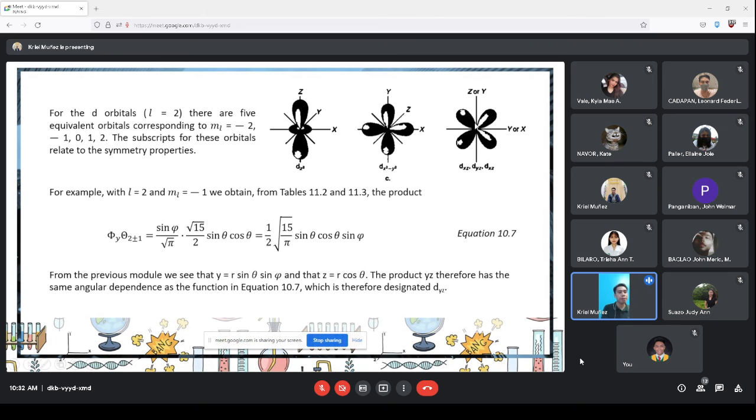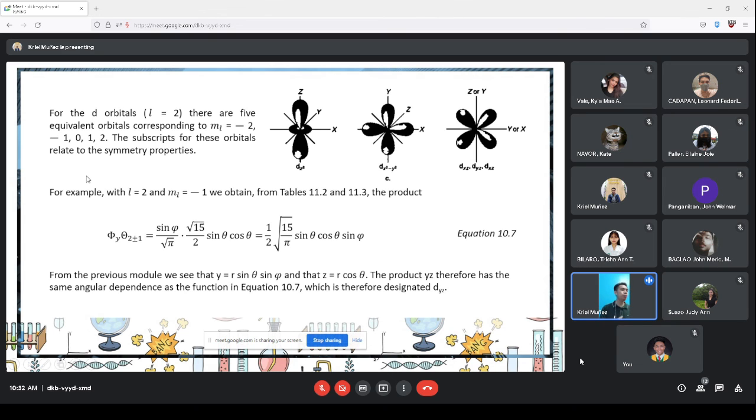And then we have this orbital. So tatlo sila, pwedeng dxz, dyz, and dxy. Pero 4 lobes lang. Okay? So pwedeng z or y, pwedeng y or x itong axis natin. Okay? So para lang hindi madami siyang drawings. I got these images class from Lidler.